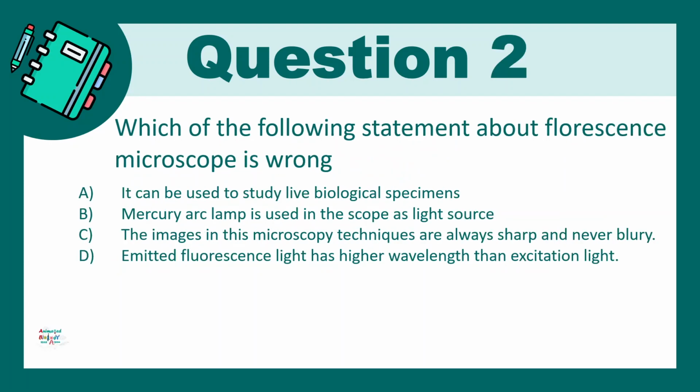Question number 2. Which of the following statement about fluorescence microscope is wrong? It can be used to study biological specimens. Mercury arc lamp is used in the scope as a light source. The image in the microscopy technique are always sharp and never blurry. Emitted fluorescence light has higher wavelength than the excited light. And the correct answer is option C.